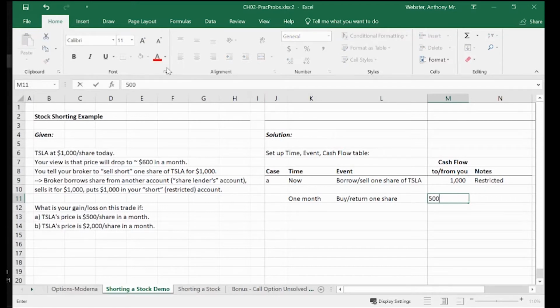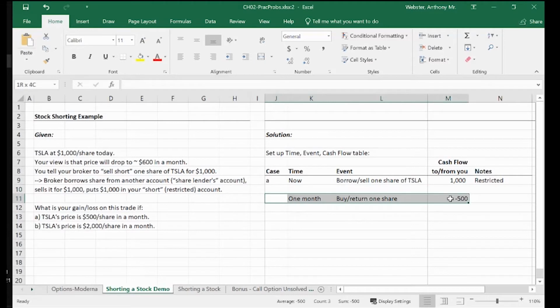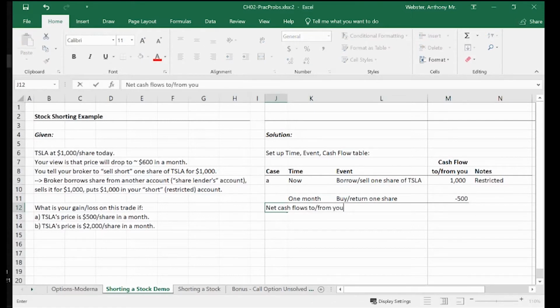But the key thing is we have a minus cash flow from you, because one way or another she's taken your money to buy that share for the market price of 500. Okay, and now we're done. So we're ready to look at the net cash flows to you, and that is what we call the gain or loss, right?